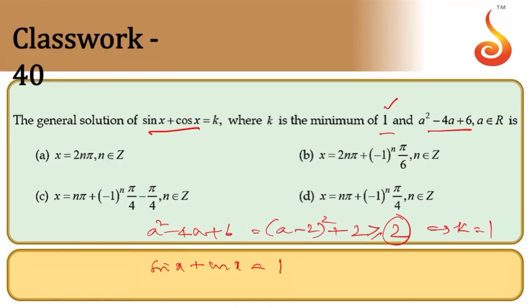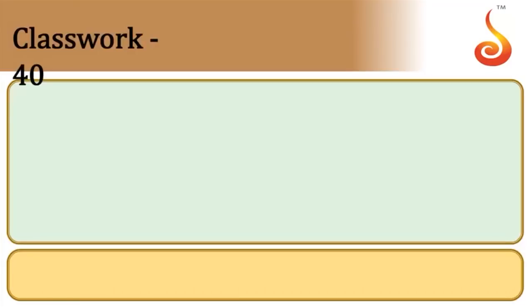So sin x plus cos x happens to be equal to 1. Dividing by root 2 on both sides, sin of x plus pi by 4 is equal to 1 by root 2. And therefore the solution for the problem is n pi plus minus 1 to the power of n, pi by 4, minus pi by 4.